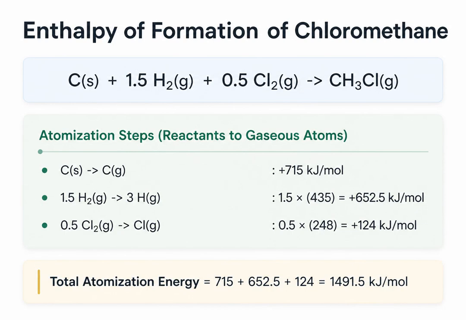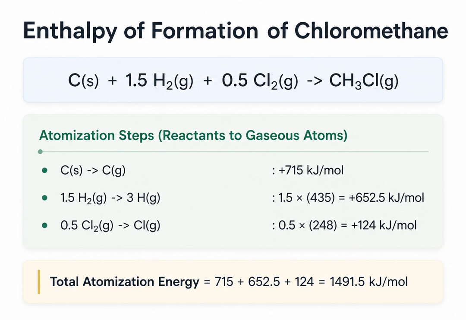Let's apply this to finding the enthalpy of formation for chloromethane. The balanced equation forms 1 mole of chloromethane gas from solid carbon, hydrogen gas, and chlorine gas. To use a Hess cycle, we first atomize all reactants. Solid carbon sublimes to gaseous carbon, requiring 715 kilojoules. We need 3 moles of hydrogen atoms, so we multiply the hydrogen bond dissociation energy of 435 by 1.5.